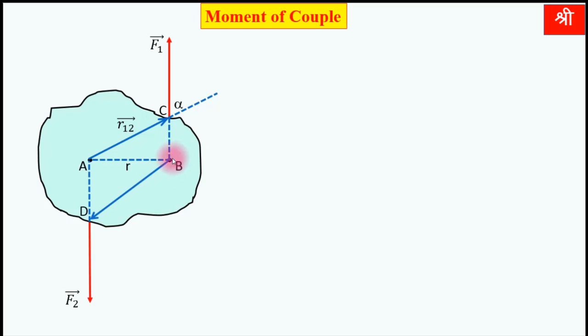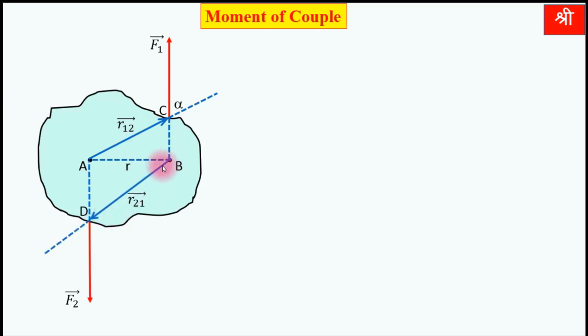Similarly, draw a perpendicular from point B at point D. This is also a vector and it gives the position of point D with respect to B, and let us call that vector R21. Here you will see this was vector R12, and here it is vector R21. They are equal in magnitude but opposite in direction. Their magnitudes are the same and directions are opposite.